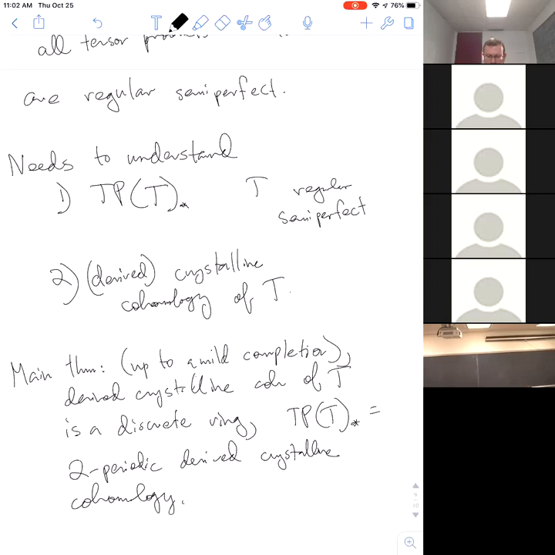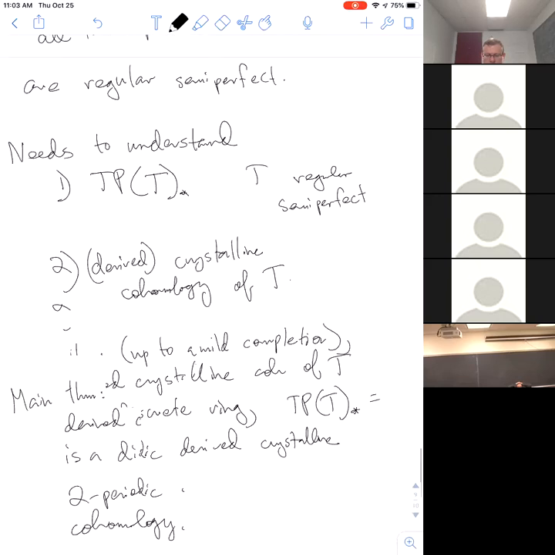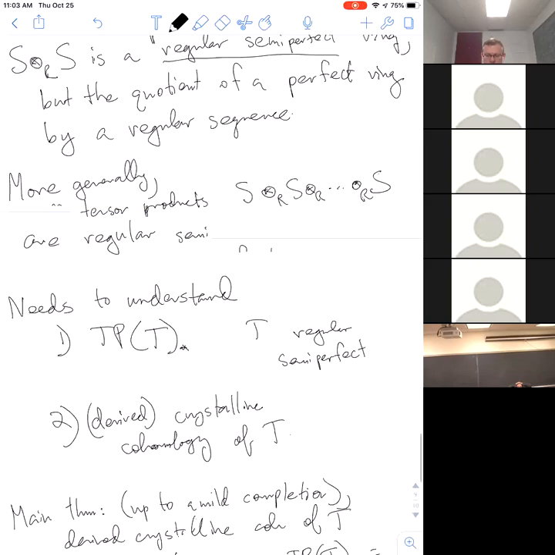So again, we want to relate TP of a smooth algebra with crystalline cohomology. Instead of doing that, let's relate TP of a regular semiperfect ring with the derived crystalline cohomology of that regular semiperfect ring. Then by using faithfully flat descent, of TP but also for derived crystalline cohomology, that's going to give the answer for smooth algebras. So this is the heart of the argument: one needs to describe topological periodic homology for these so-called regular semiperfect rings. These are the rings that show up when you try to do faithfully flat descent from a smooth algebra to its perfection.